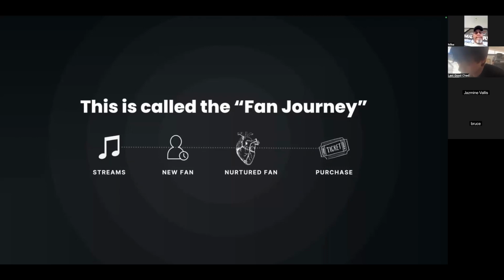We want them to purchase from us concert tickets, t-shirts, right? Maybe we have a Patreon membership or a VIP membership on our website, whatever it is, vinyl prints, right? This is the ultimate business plan for your music, the fan journey.